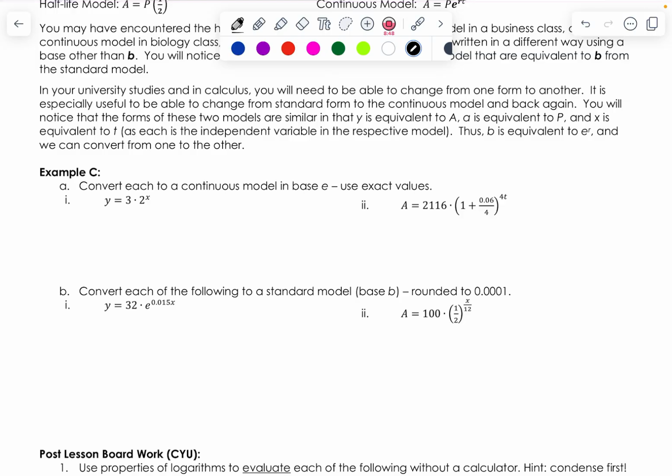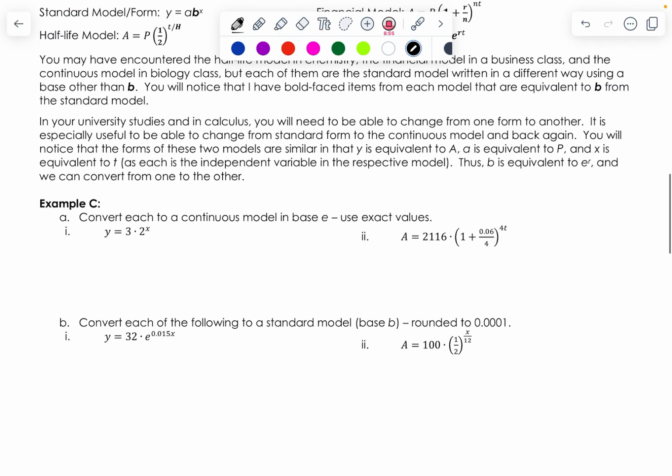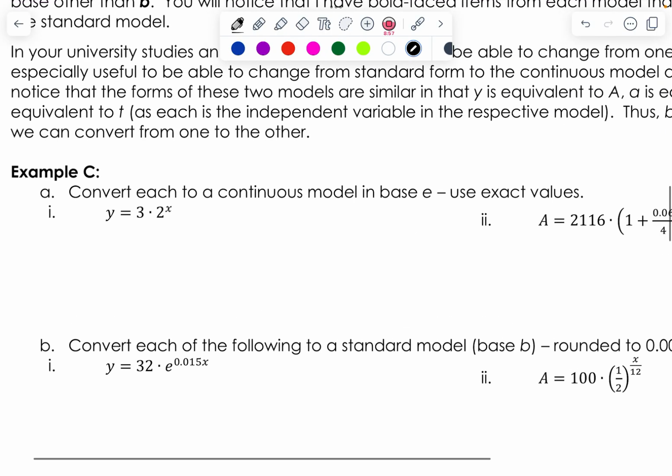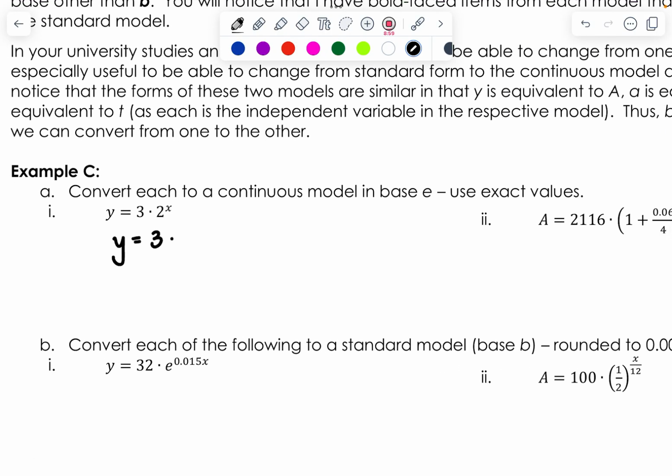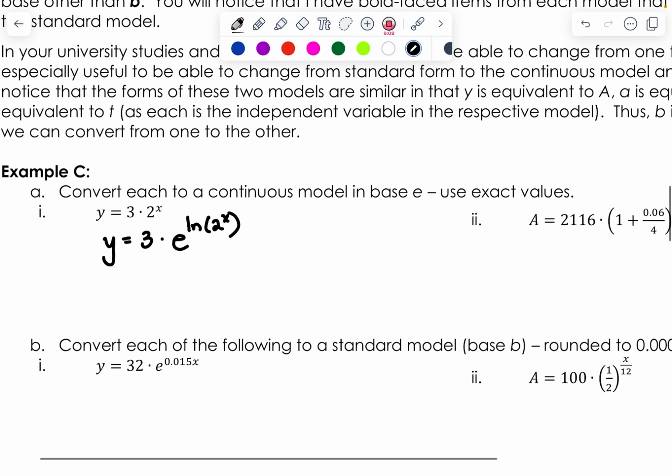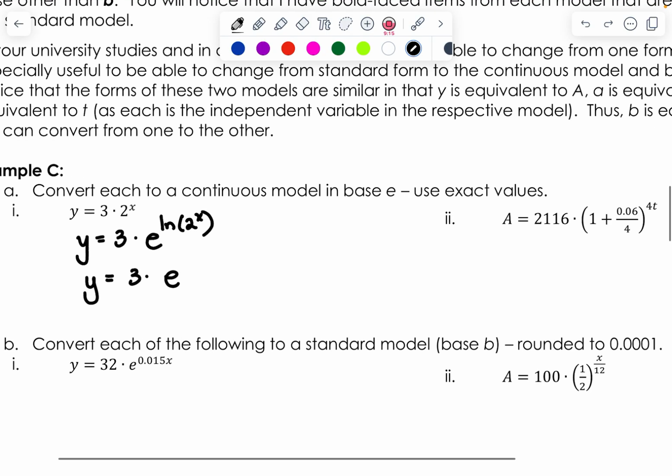So in example C, it says convert each to the continuous model in base e. So watch what I'm going to do. This is like really interesting. So if I want to have e as my base, e and natural log are inverses. And then I can bring down, whoops, not the 2. I want to bring down the x. And there I have it.